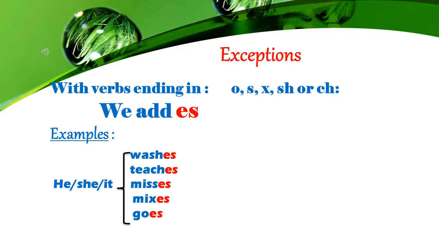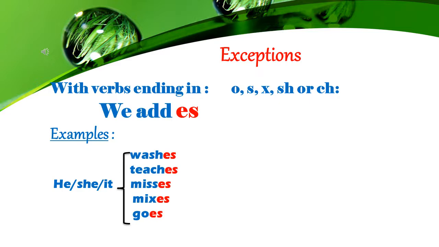Examples: he, she, it washes. He, she, it teaches. Teach, teacher comes from the verb to teach. He, she, it misses. For example you say I miss you. So misses.